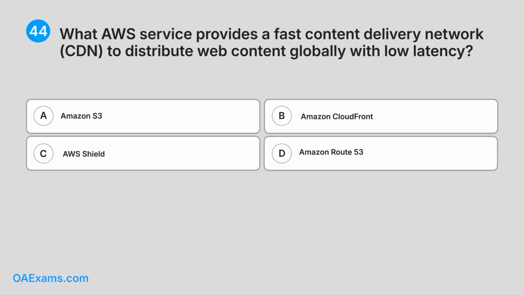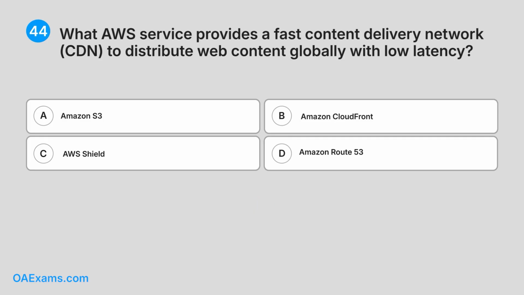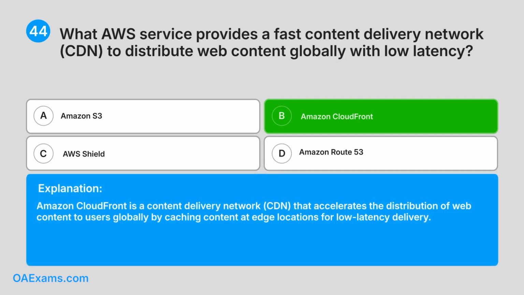What AWS service provides a fast content delivery network, CDN, to distribute web content globally with low latency? A. Amazon S3. B. Amazon CloudFront. C. Amazon Route 53. What do you think is the answer? Correct answer. B. Explanation: Amazon CloudFront is a content delivery network, CDN, that accelerates the distribution of web content to users globally by caching content at edge locations for low latency delivery.